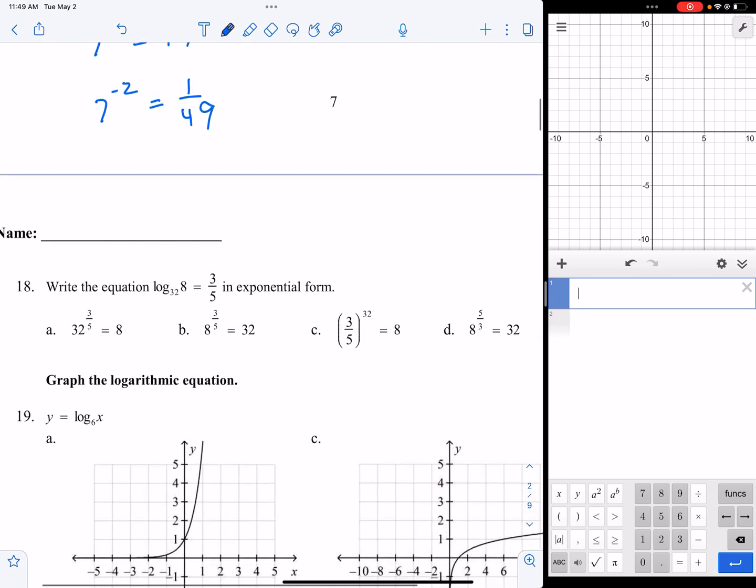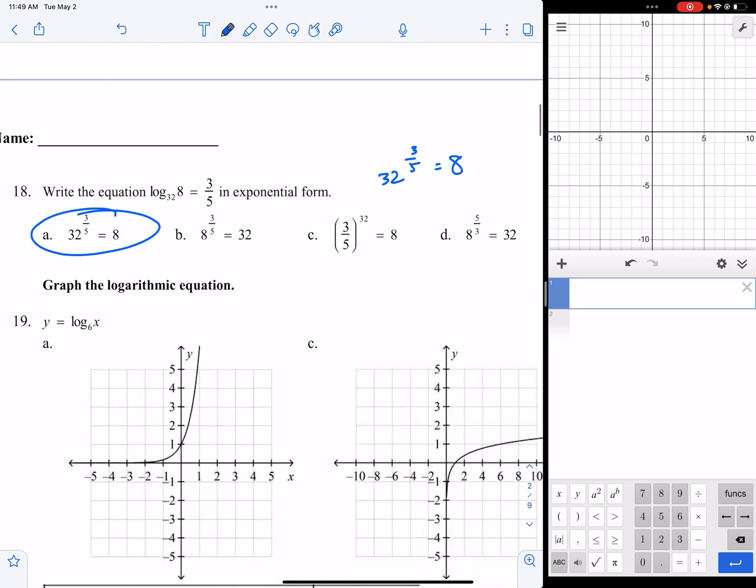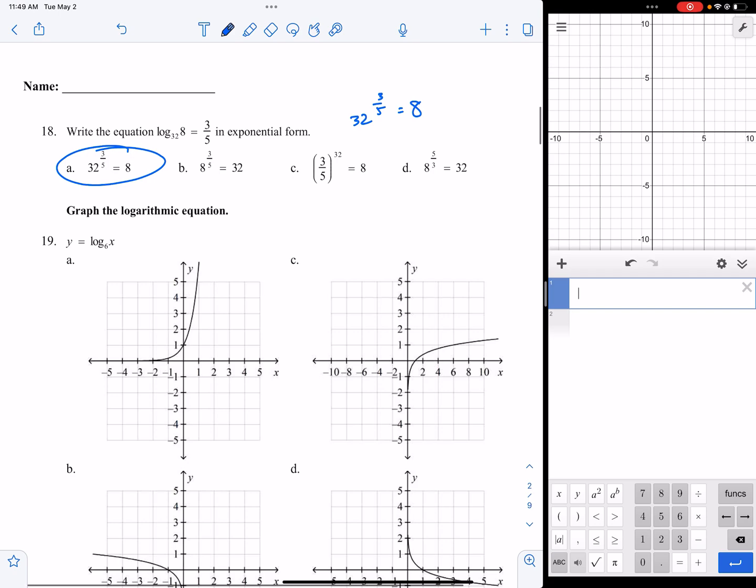All right. Now flip it back to exponential form. 32 to the 3/5 equals 8. Okay? 32 to the 3/5 equals 8, so A. All right.